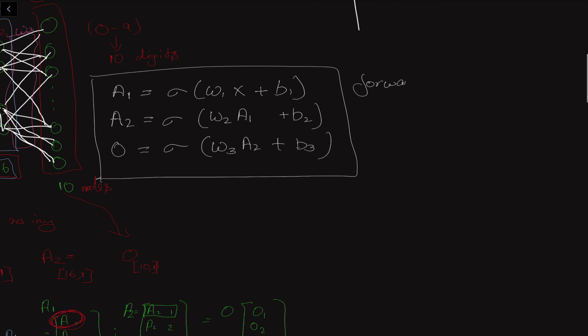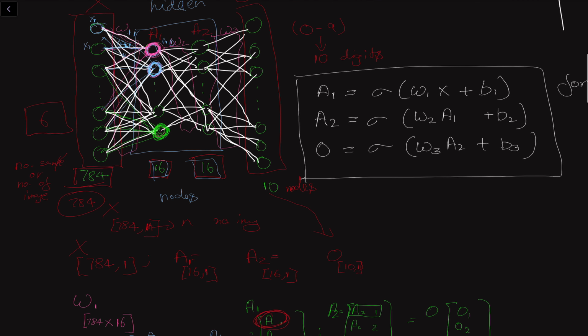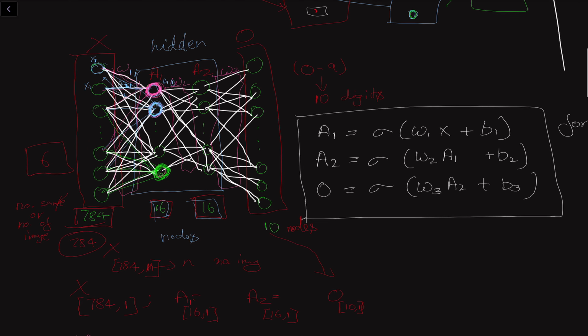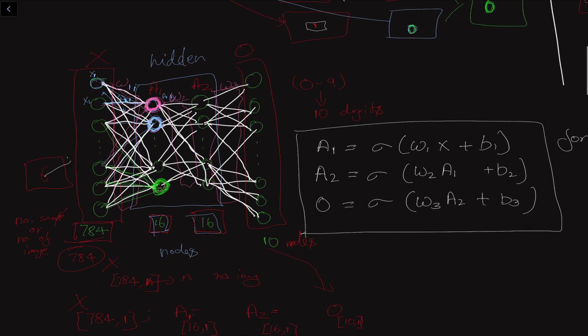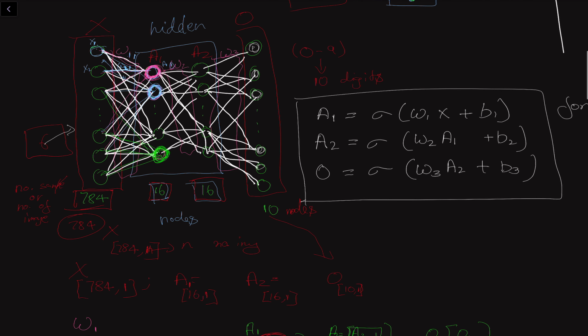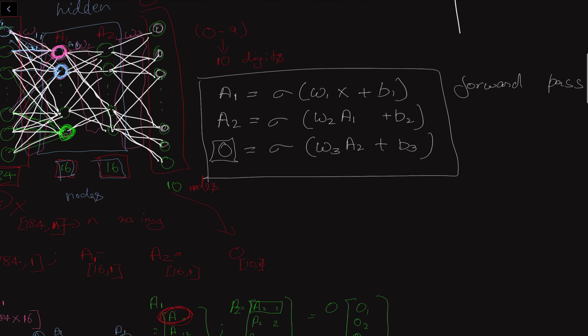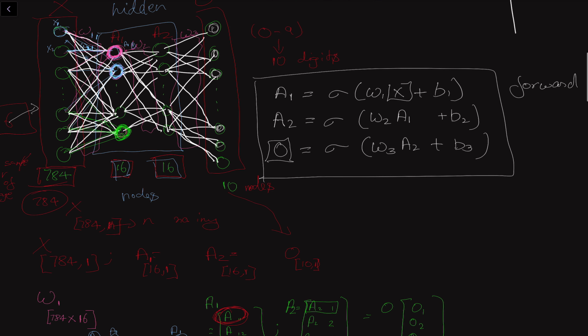Forward pass. What does that mean? That means if we have these equations, and we implement these equations, and we feed in this image of a 6, we'll get some output. It won't be the correct output, but we will get some output because we have an equation for the output. This is where the X goes in, and the output we get from this equation.